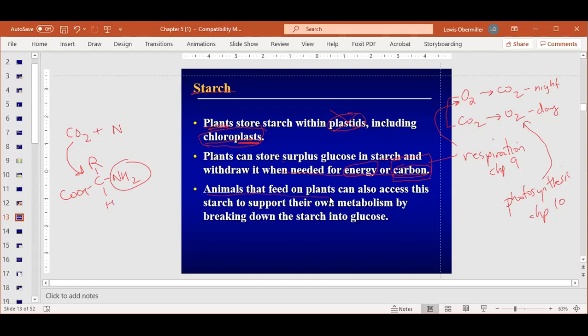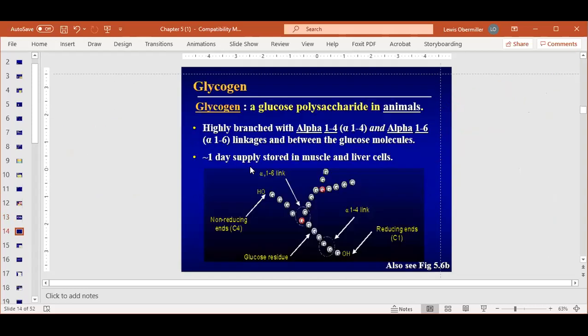Animals that feed on plants can also access this starch for their own metabolism by breaking down the glucose. And we'll talk about this in respiration and how that occurs. Any questions? Okay.